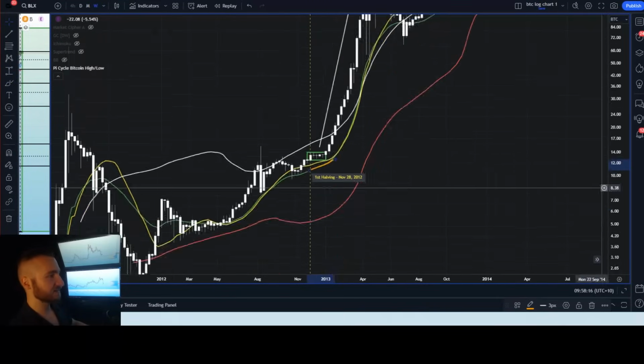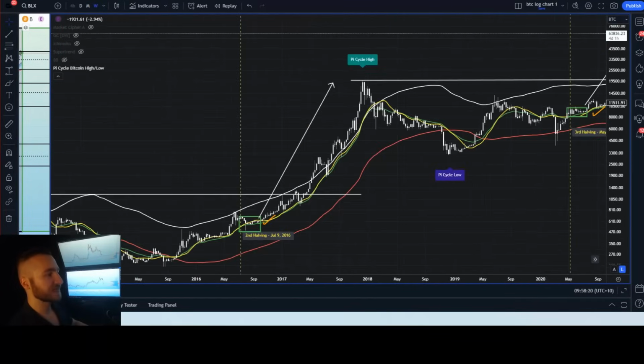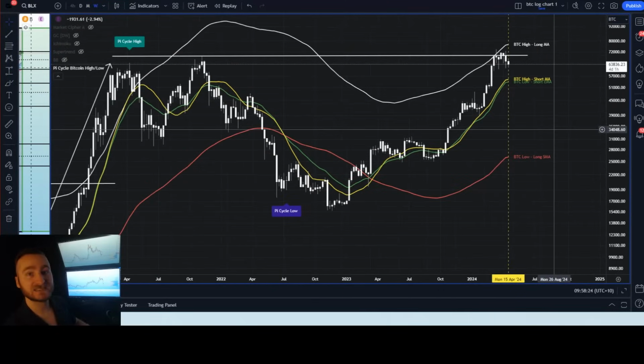So again, guys, that is the commonality between all of these events, which means that if we were to break underneath the green line, that would be a disruption in the prior historical data. That would be something that hasn't occurred before, which would be a bearish event.